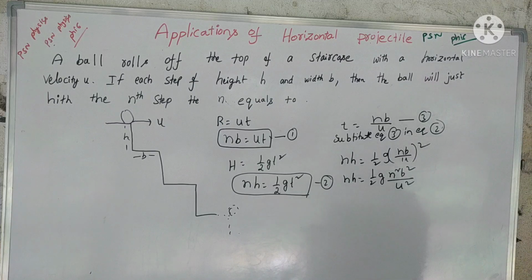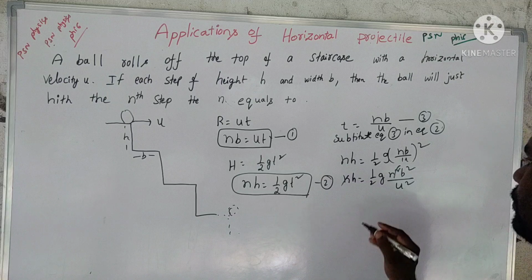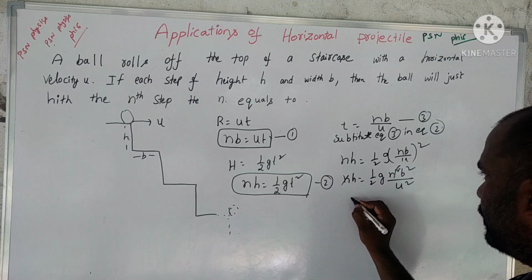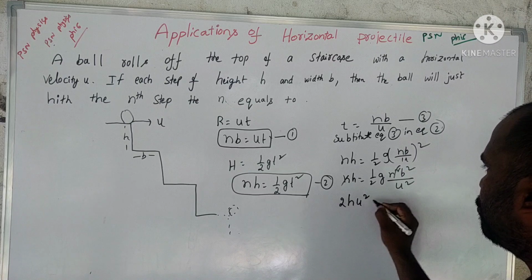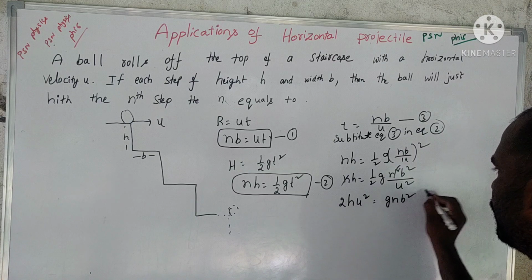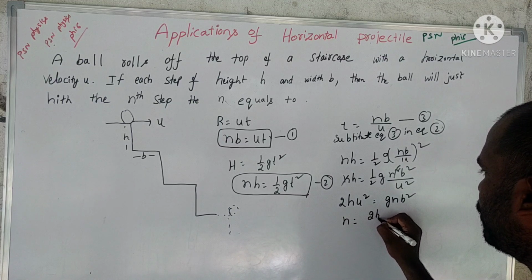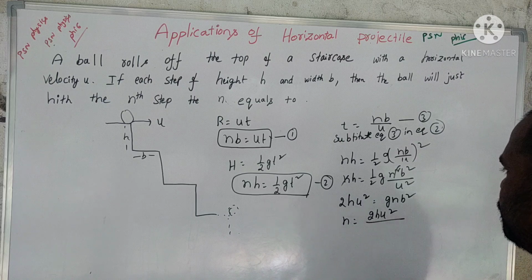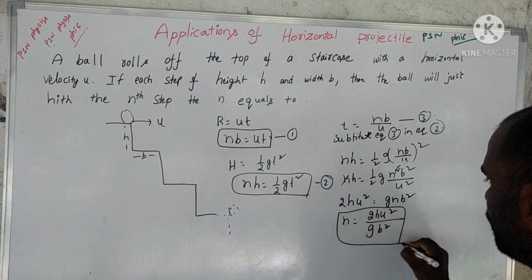Here one n cancels on both sides. We need the n value, n only is required. 2h u square is equal to g n b square. Therefore, we require n is equal to 2h u square by g b square. This is the answer.